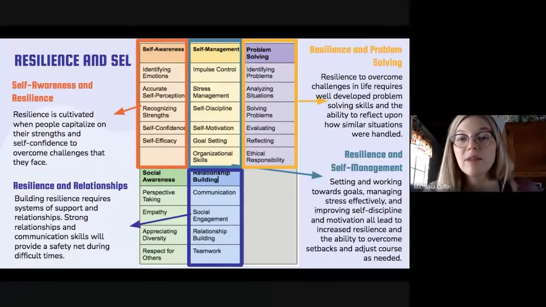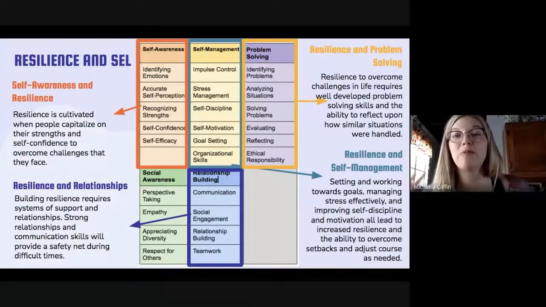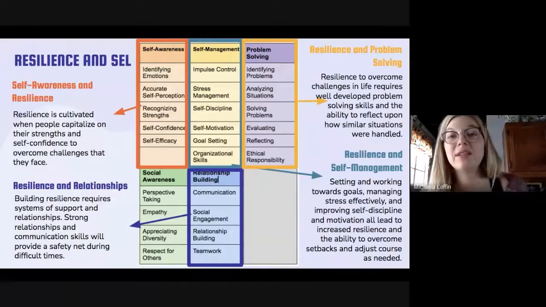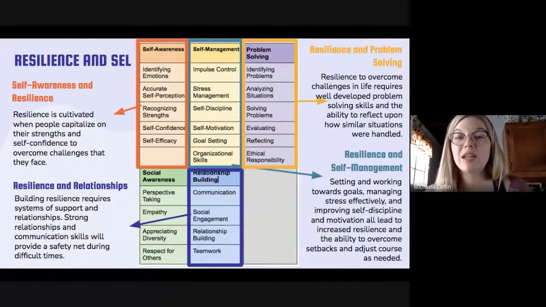Resilience and problem solving. Of course, in order to overcome any challenge, we have to at least have some form of problem solving skills, whether it's just identifying what the problem is or whether it's coming up with steps to overcome it and then reflecting upon maybe they've handled similar situations in the past and how did they do it and what could they change to make it better.